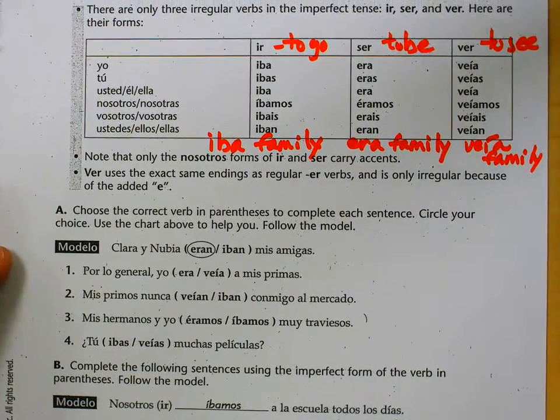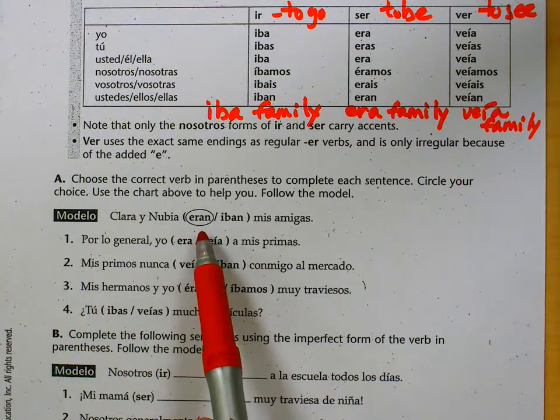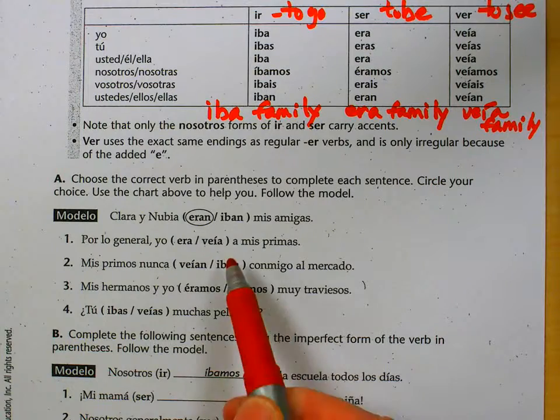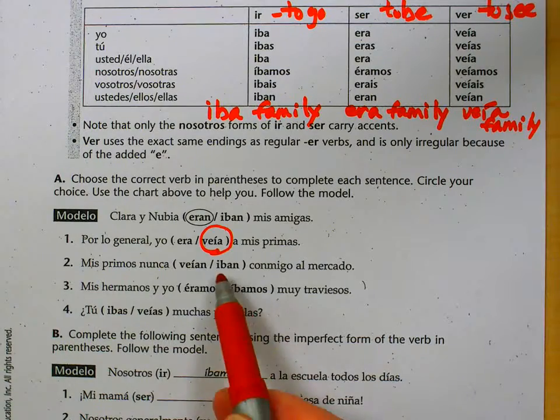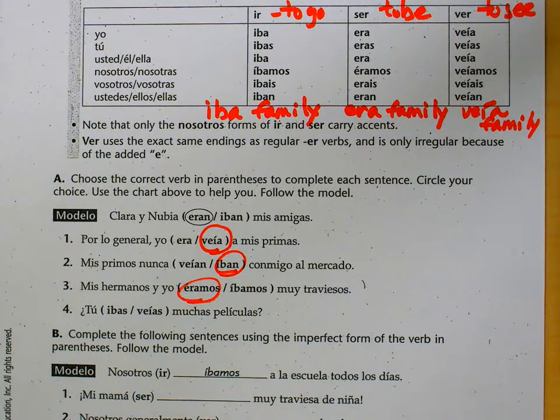So guys, let's check part A here real quickly. So this one, they were just looking at meanings. If you look at the model, it says Claria and Nubia. Would you say were my friends or were going or used to go my friends? Best one is were. In general, I was my cousins or I used to see my cousins. My cousins never used to see with me or used to go with me to the market. My siblings and I were mischievous. And you used to go or you used to see lots of movies. We're going to go with you used to see lots of movies.